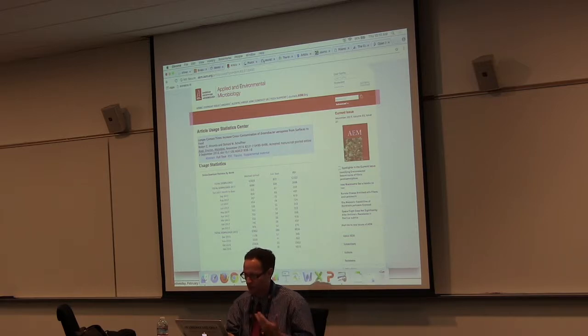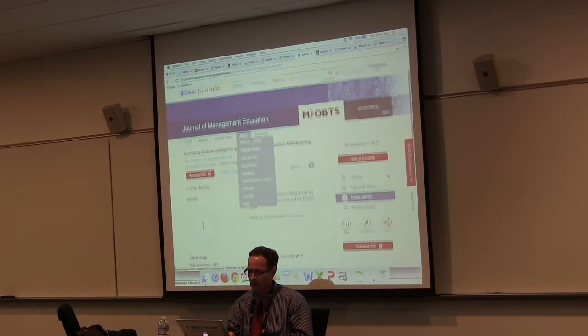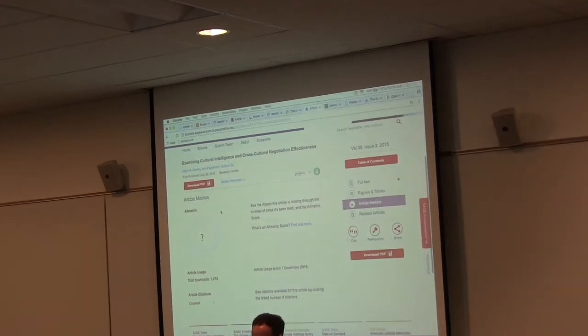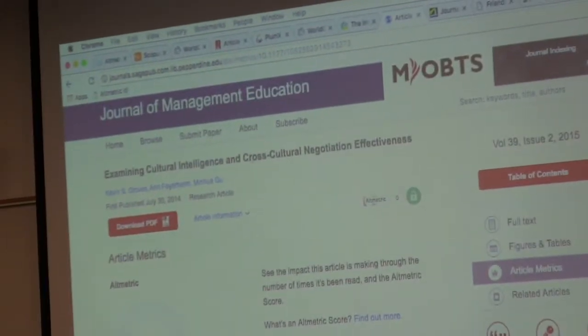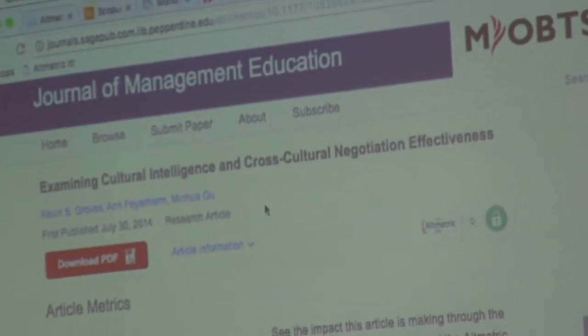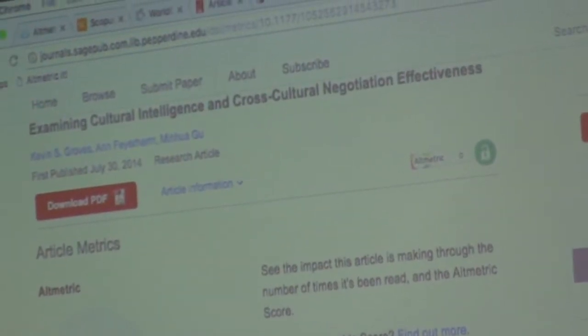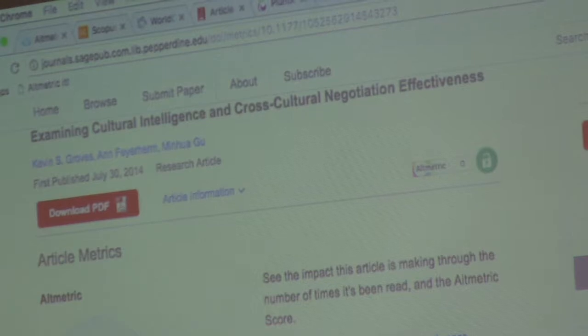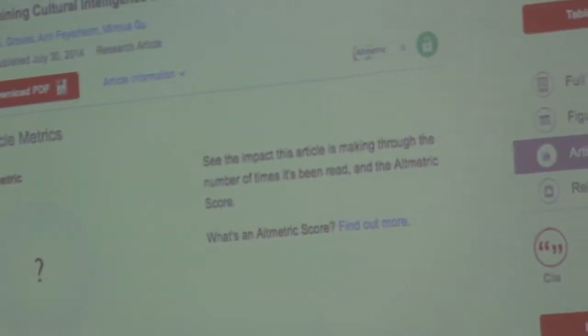And another resource which I've shown a few examples of is it's always good to look at the publisher website. This is from a couple of Pepperdine professors. It's examining cultural intelligence and cross-cultural negotiation effectiveness. And this one, it's 3 years old. It was downloaded 1,500 times. So it's a lot easier for us to track metrics for you if you publish in journals with these tools.